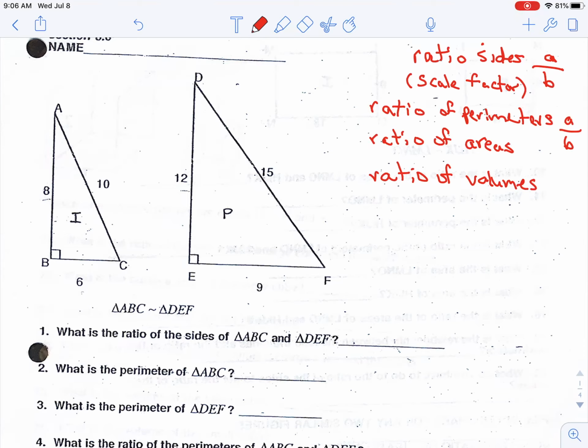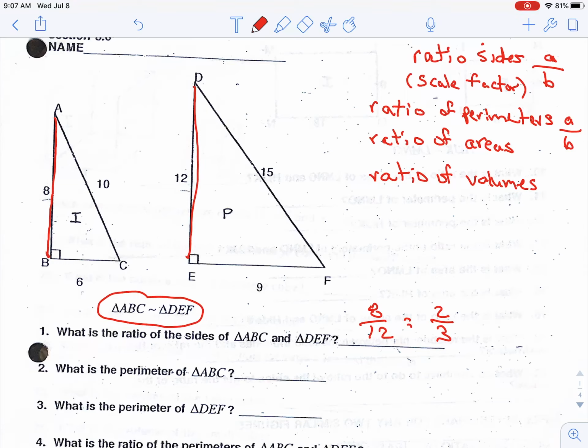So this packet here is meant to be notes and a guided discovery of what's going to happen here. If we look at this first example, what is the ratio of sides of triangle ABC to DEF? Since they're similar, we know the ratio of sides will be the same for all of them. So if we just look at one side and compare side AB to DE, that would be a ratio of 8 to 12, which is 2/3.